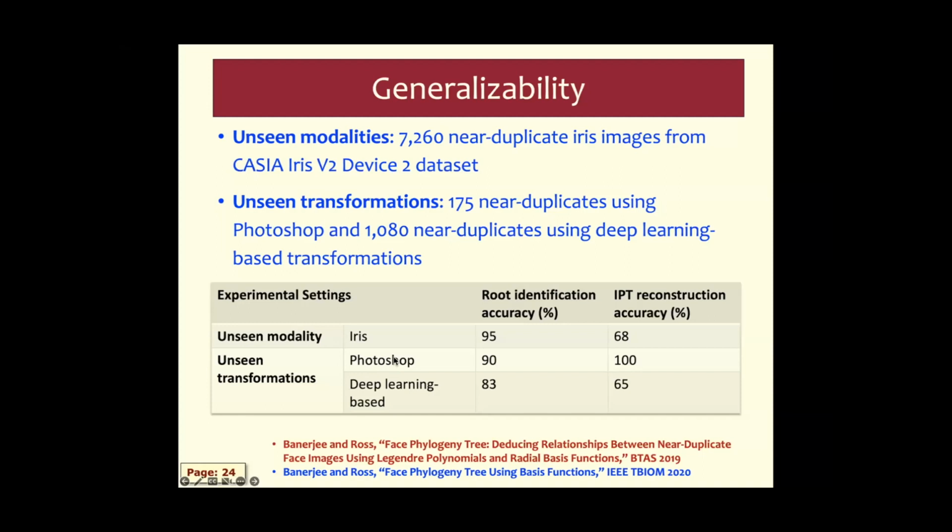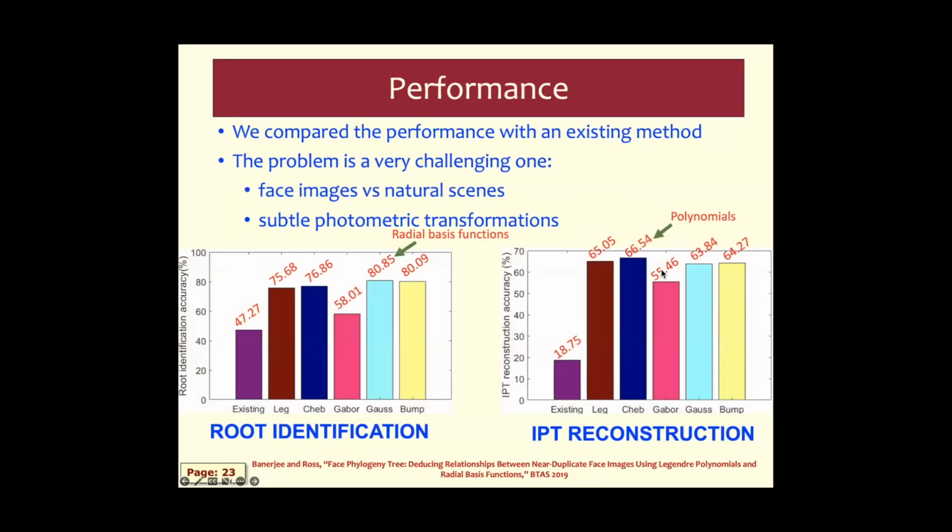When you use other types of transformations, say, for example, Photoshop or deep learning based, then as you can see here, the root identification accuracy is close to 90% in the case of Photoshop, but the IPT reconstruction accuracy was much higher in the case of Photoshop. And in the case of deep learning based method, the reconstruction accuracy is 65%, which again is very similar to what you see over here.